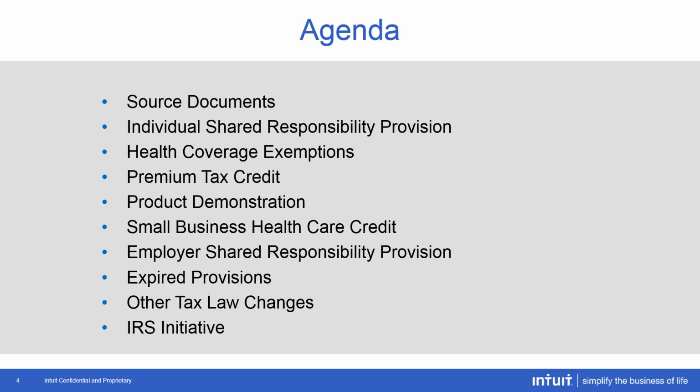And here is our bulky agenda for today. We will talk about the new 1095 source documents, the individual shared responsibility provision, health coverage exemptions, the premium tax credit. We'll do some product demonstrations to show you how these provisions are working within our tax products. Then we'll go over the small business health care credit, employer shared responsibility provision, which just took effect a couple weeks ago. Expired provisions that were recently extended, some miscellaneous tax law changes, and an important IRS initiative that we'll talk about.